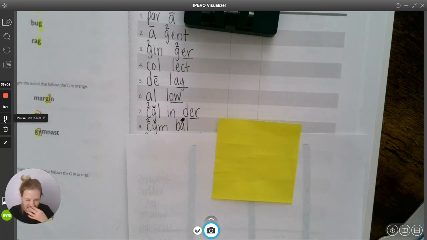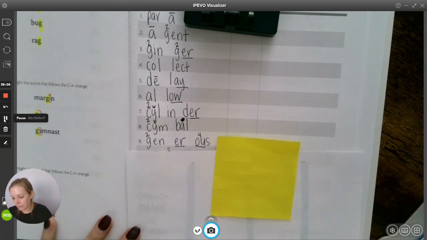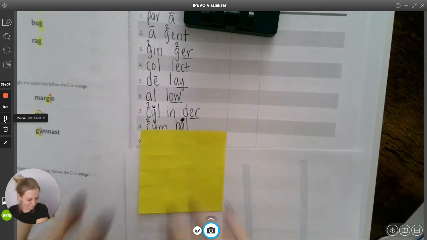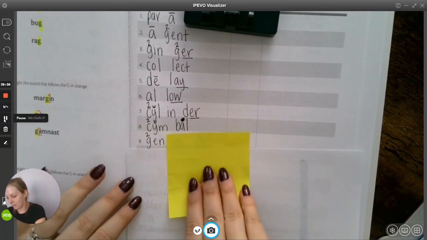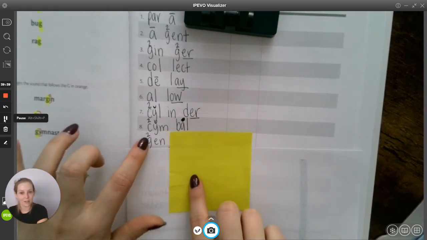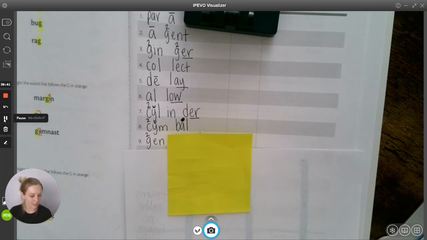All right, number 9. Lazy, lazy sound. Whoops. Number 9 is generous. Generous. Thomas gave a generous gift. Three syllables in us. First syllable is gen. Sound it out. J-E-N. Finger spell. G-J-E-N. G is saying its soft sound, so put that 2 over it. Lots of 2s in this spelling list.